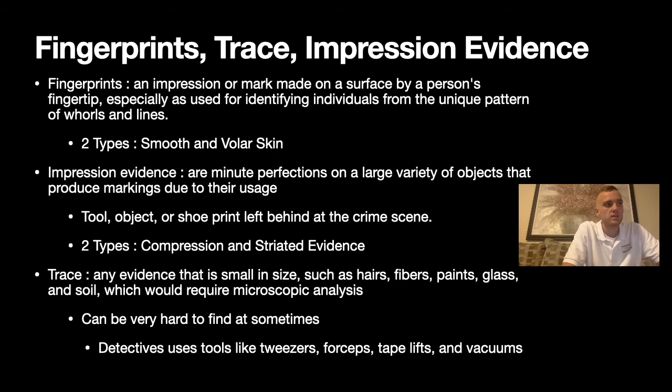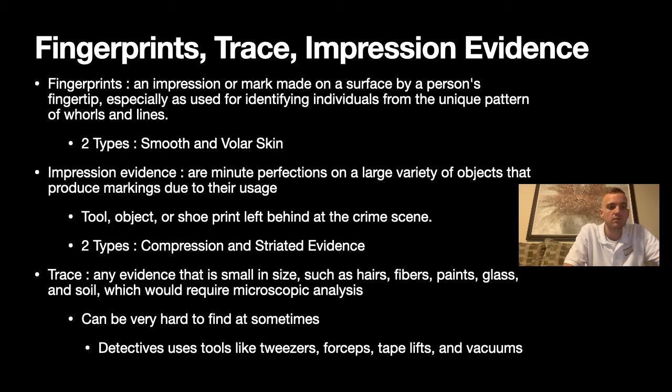So for our next topic, we're going to talk about fingerprints, trace, and impression evidence. When this evidence is found at a crime scene, it's sent to the forensic lab for further examination. They usually store this information in computers and will put it in sealable bags accordingly to protect the evidence. When they are examining this evidence, they are to separate the questioned evidence from the known evidence.